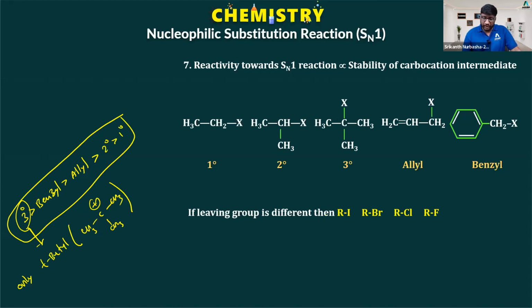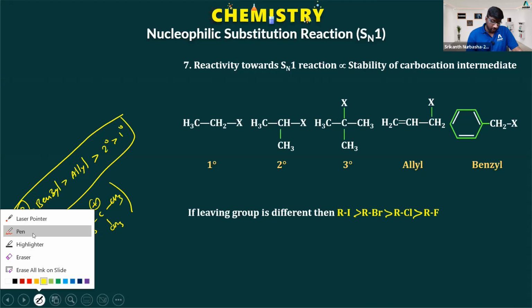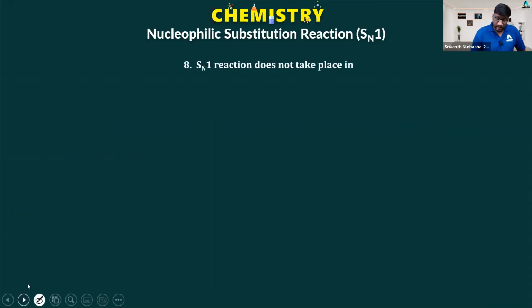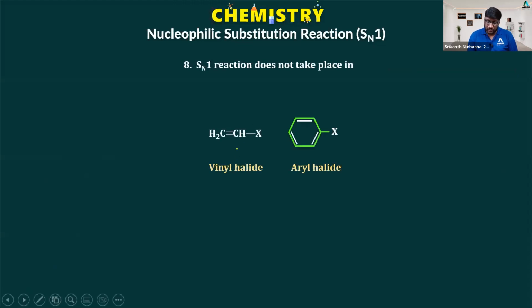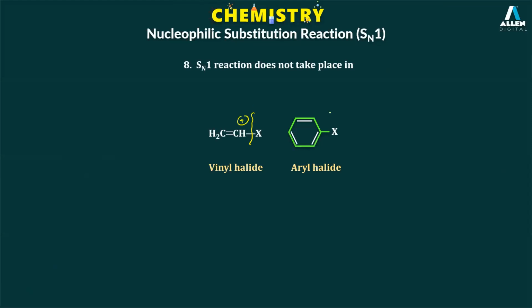If the leaving group is different, then for better leaving group, the order of rate will be RI, RBr, RCl, RF. That will be the correct order. SN1 reaction does not take place in which systems? Aryl halide, vinyl halide. Why? Because carbocations are unstable. In vinyl halide, the vinyl carbocation is unstable.